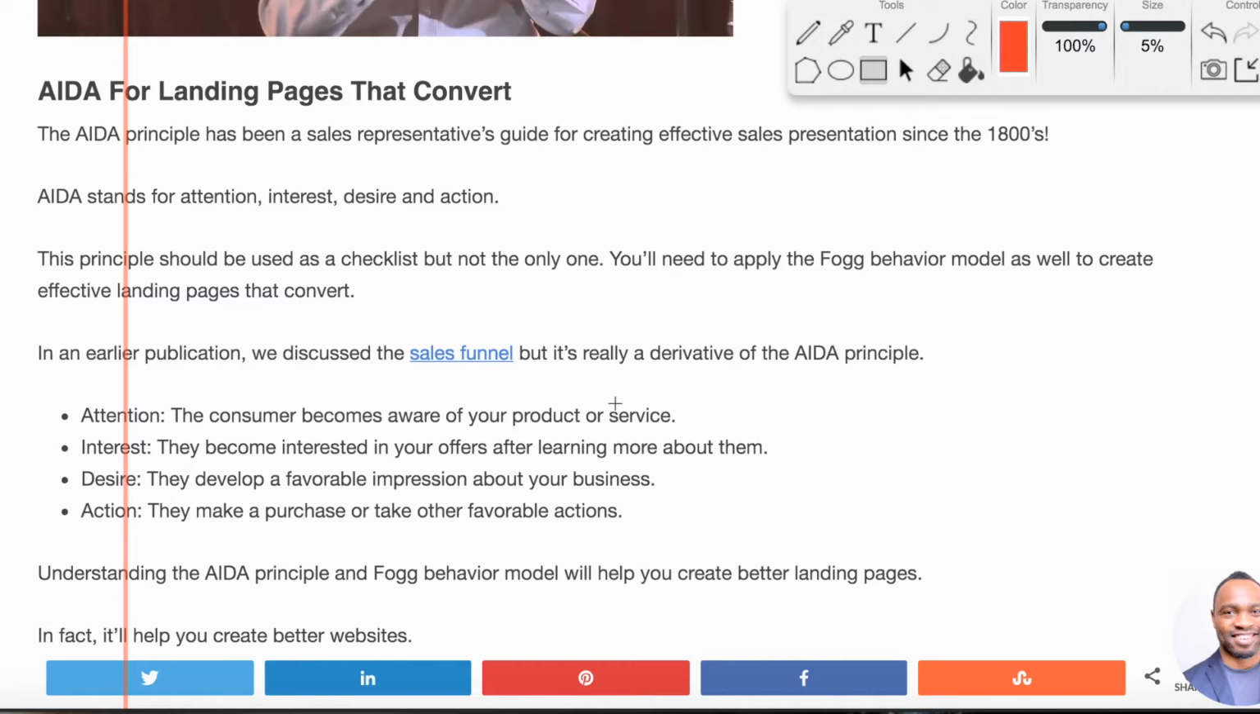So that's AIDA. If you use that principle, you will always create landing pages that convert. Always. It's a great principle.